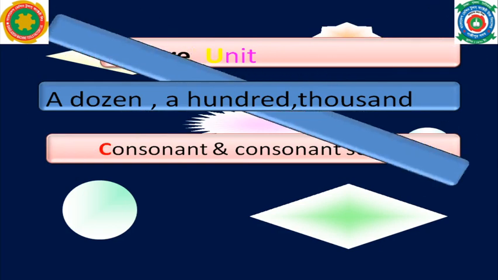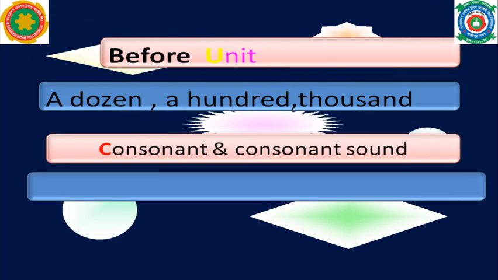B, for units: a dozen, a hundred, a thousand. You have to use a before a unit, right?